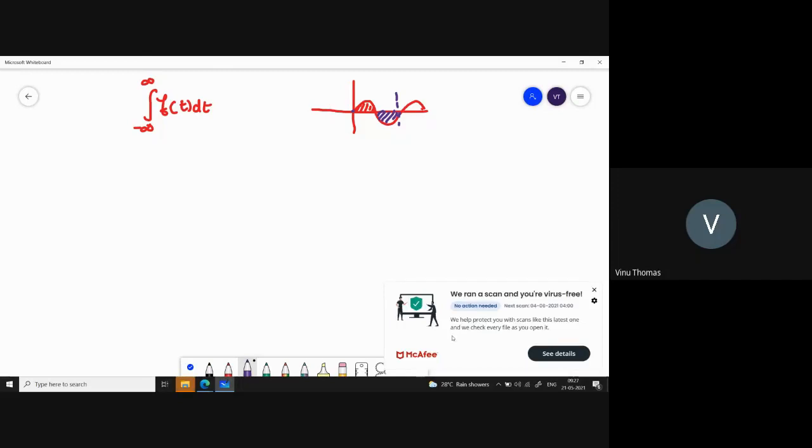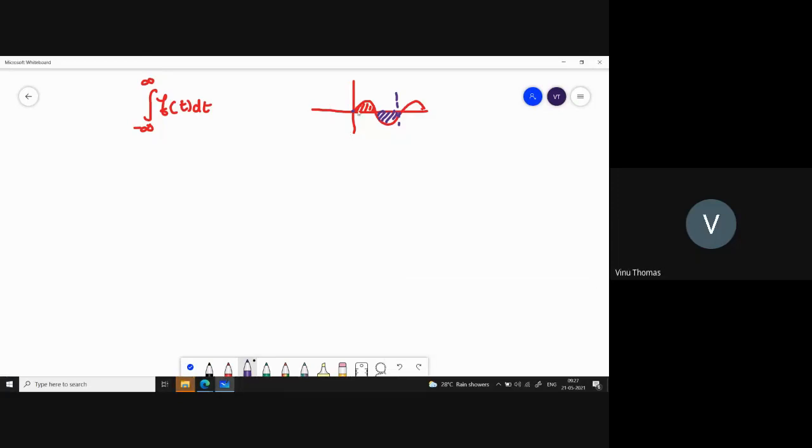Alfin, Benil? Yes, sir. What is the total area from 0 to t? See, integral 0 to t f of t dt. What is that value here? I told you that the area can go both positive and negative. 0. So total area is 0, right? So that is important.